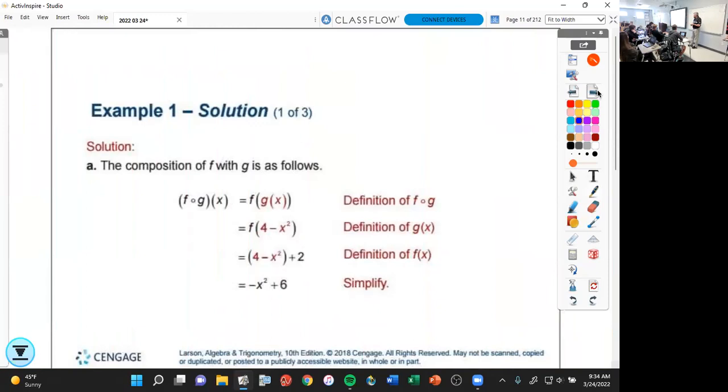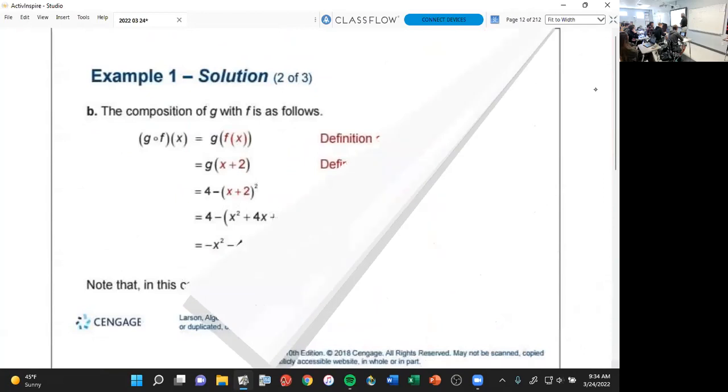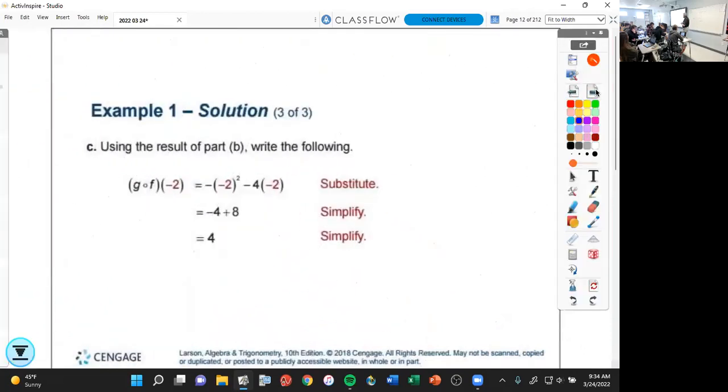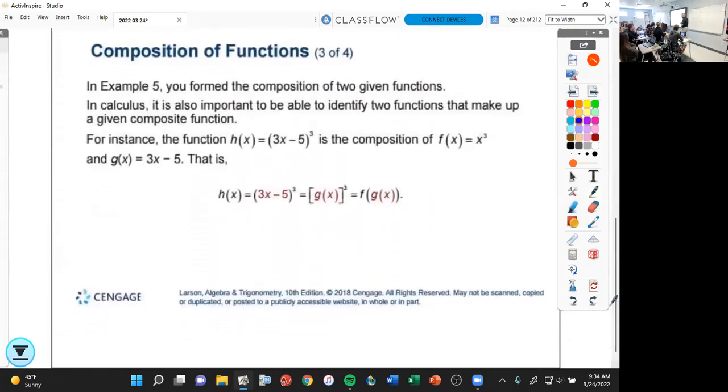Here's part A. Same answer we got, right? I hope. Here's part B. This is 2.6b. Because we already did part of 2.6 earlier. And that was part C. No, he was talking about on the board. We did part C. Like the pop.